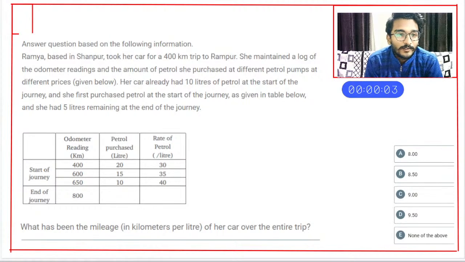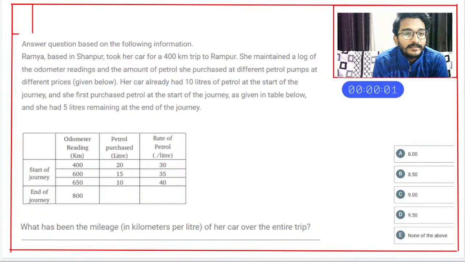All right. So the question is saying that Ramya, based in Shampur, took her car on a 400-kilometer trip to Rampur. She maintained a log of the odometer readings and the amount of petrol she purchased at different petrol pumps at different prices. Her car barely had 10 liters of petrol at the start of the journey, and she first purchased petrol at the start of the journey. And she had 5 liters remaining at the end of the journey. So this was the reading.